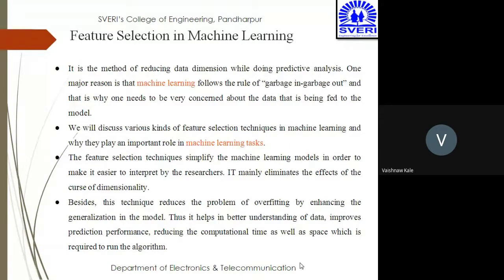So why is feature selection very important? Because we need to reduce the data dimension while doing predictive analysis. For dimension reduction, feature selection becomes very important, as the data becomes very important when we feed it to the model. Feature selection techniques play an important role, and besides this, the technique reduces the problem of overfitting by enhancing the generalization of the model, and it also helps to understand and improve prediction performance.